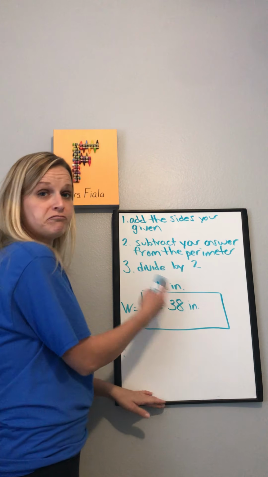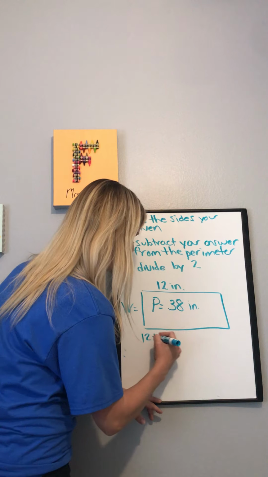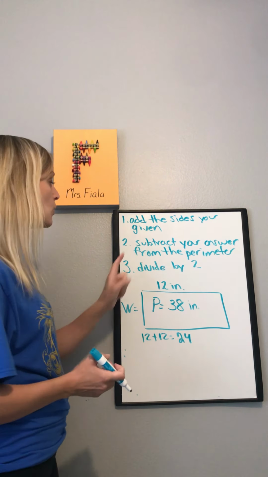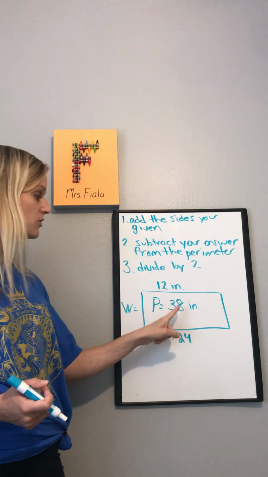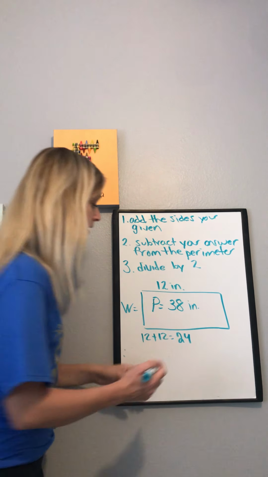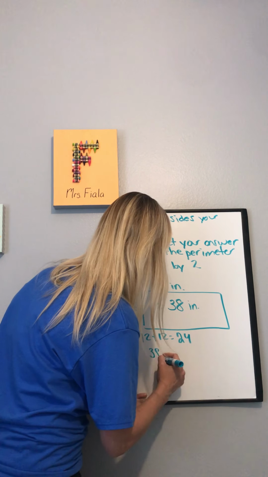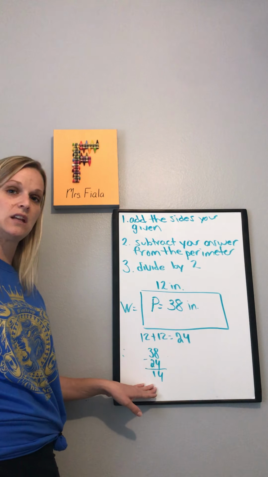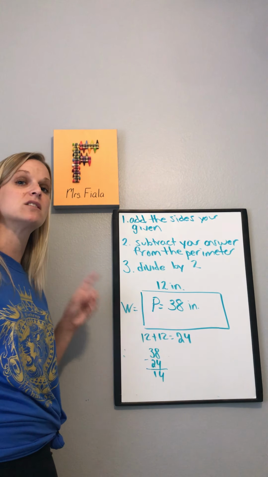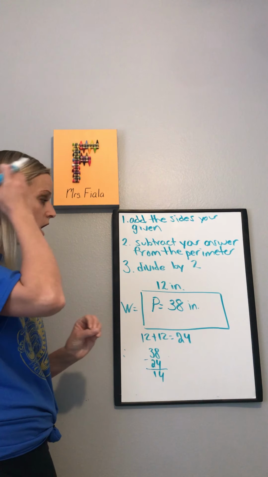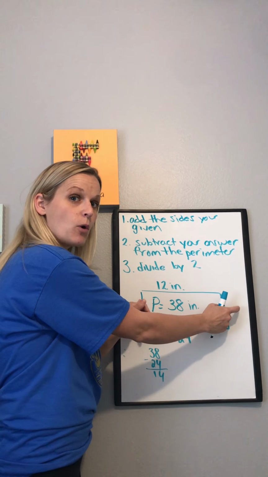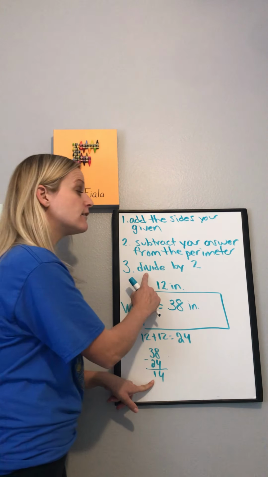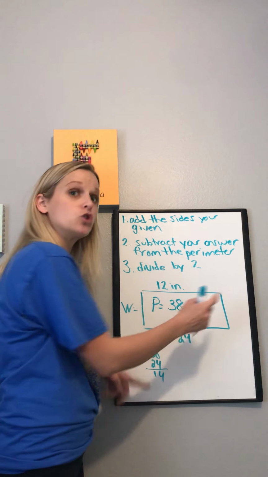So if this side is 12, this side is 12. So I'm going to add 12 plus 12 equals 24. That's my first step. Step 2, subtract your answer from the perimeter. Here's the perimeter. They gave it to me. It's 38. So I'm going to subtract 38 minus the 24, and I get 14. 14 is not my answer, and some of you think that it is because I actually have those 2 sides. They're both the same length. They're the same width. So now I have to take my answer, 14, and divide that by 2 widths.